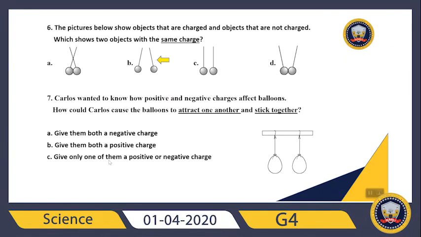So give only one of them a positive or negative charge? Yes, because if this one is positive and the other one is negative, they will attract. It's just one of them positive or negative and the other with the opposite charge. Remove any positive or negative charge from both balloons? Of course not. So it will be the third one. Give only one of them a positive or negative charge.